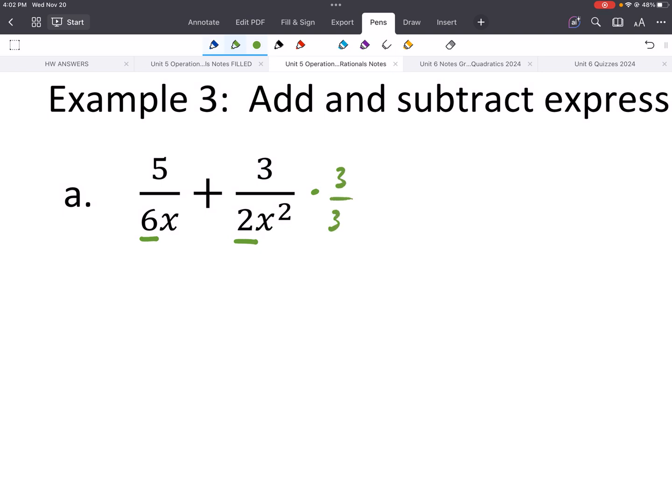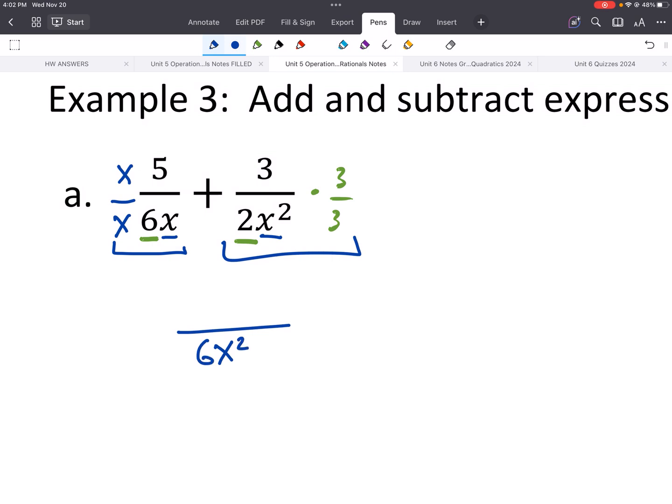Check. And then we'll look at the variables. They're not the same. So what do we need to multiply to give them the same denominator? We would have to multiply x on the left side. That would give us an x squared. So now we have the same denominators. These are both, oops, probably need to go over to the 3. Those both give us 6x squared.